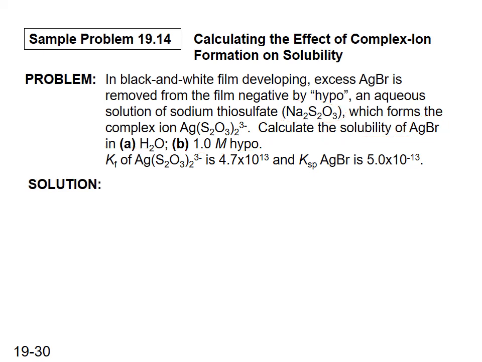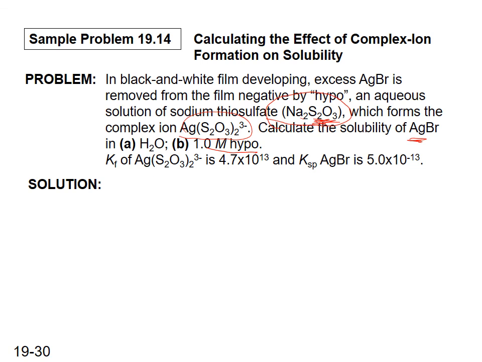In question B, it's about solubility in hypo. Hypo is sodium thiosulfate, and this also produces two ions, sodium ion and thiosulfate ion. Thiosulfate ion will combine with silver to form silver thiosulfate. So this question is more complicated than A. We need to consider all the reactions, all the possible reactions. So let's write the possible reactions.